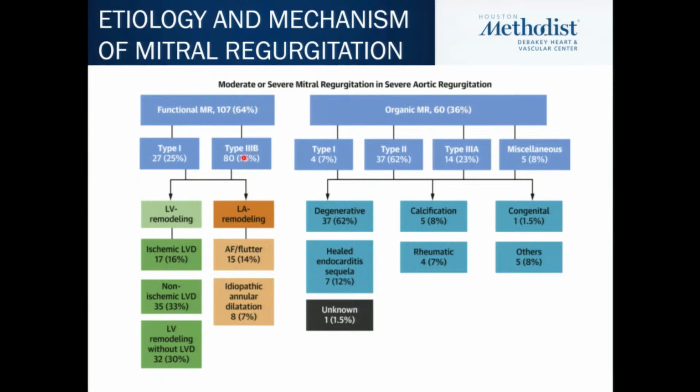And when you look at the leaflet motion based on the Carpentier classification, functional MR was type 3B, which is restriction in systole. Motion is restricted in systole, and the most common cause was non-ischemic cardiomyopathy. In the organic mitral regurgitation, the most common mechanism by Carpentier classification was type 2, which is excessive leaflet motion, with the most common cause being degenerative, which was prolapse and flail.